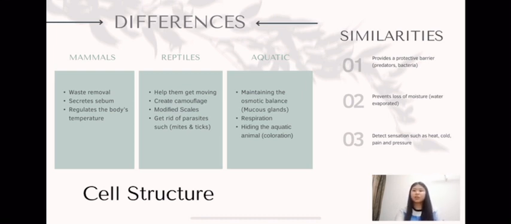Move on to the reptile. First, the reptile skin helps them to get moving. In the case of snakes, scales create friction to propel snakes forward. Next, we have modified scales, with which rattlesnakes vibrate to warn predators. By shedding skin, it allows reptiles to get rid of parasites like mites and ticks. The parasites fall off with the shedding skin.